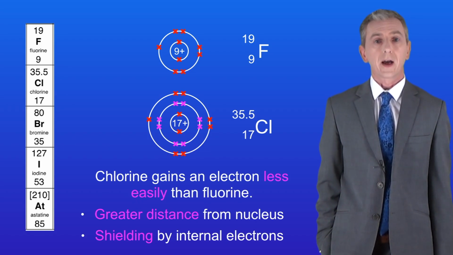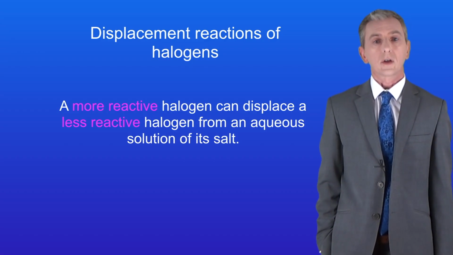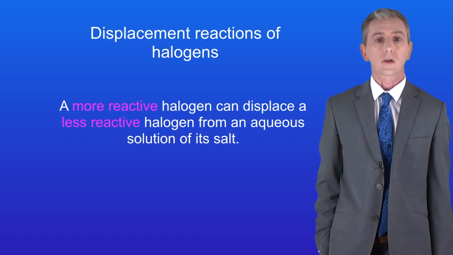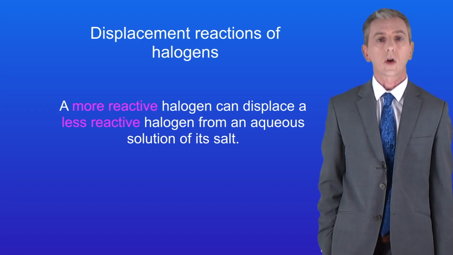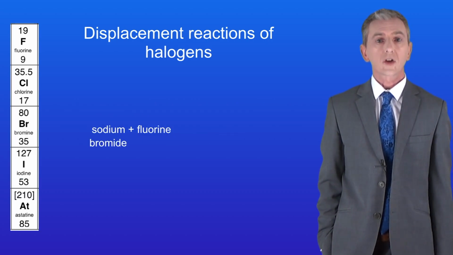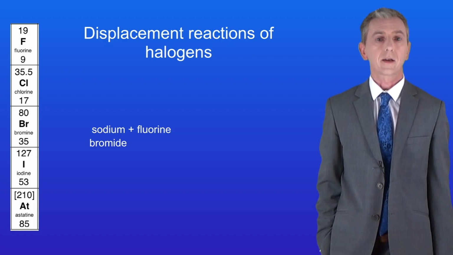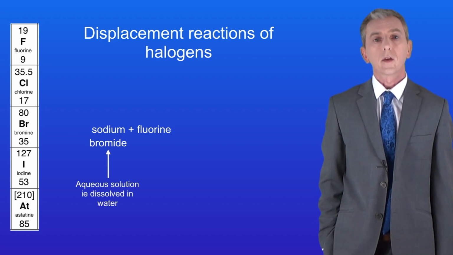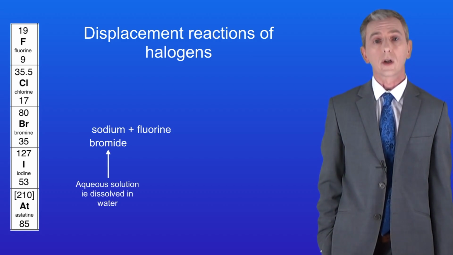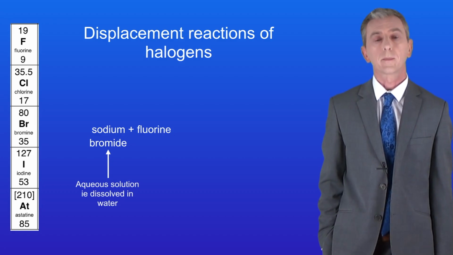Here's one last key fact. A more reactive halogen can displace a less reactive halogen from an aqueous solution of its salt. We're going to look at the reaction between the compound sodium bromide and the element fluorine. The sodium bromide is an aqueous solution, and that means that we've dissolved it in water.